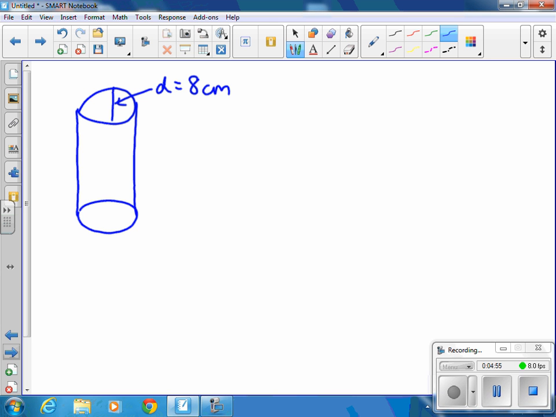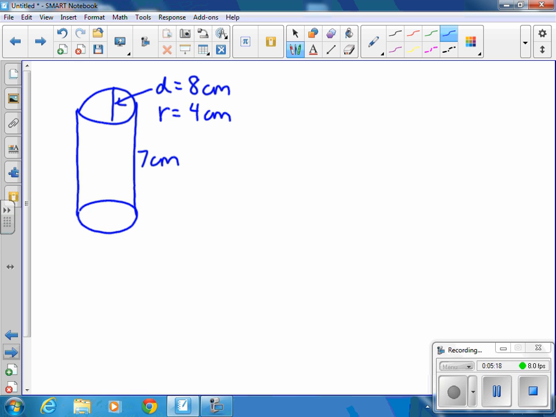Remember then we also want to have our R. Every time we talk about a circle, I always write down D and R. I make sure I put them both down so I know which one I'm talking about, and then when I have my formula, I can just pick which one I need. So if diameter goes all the way across is 8, that means my radius is going to be 4. And we're going to say that the height of this is 7 centimeters.